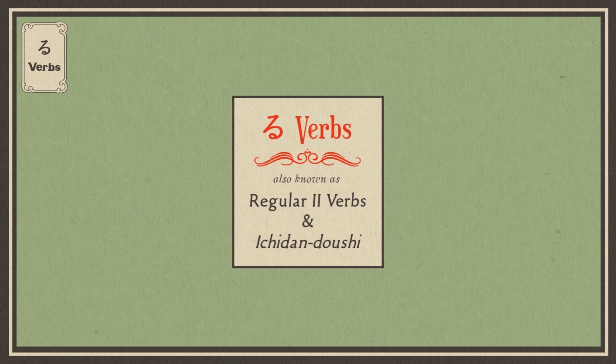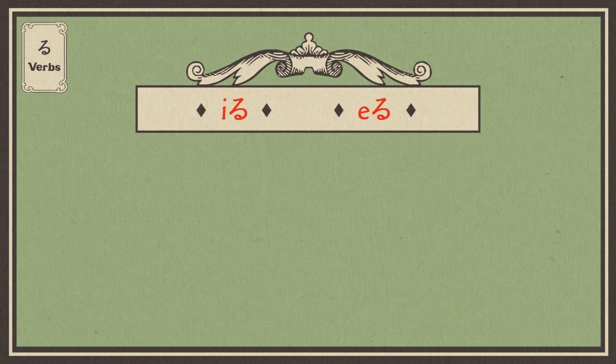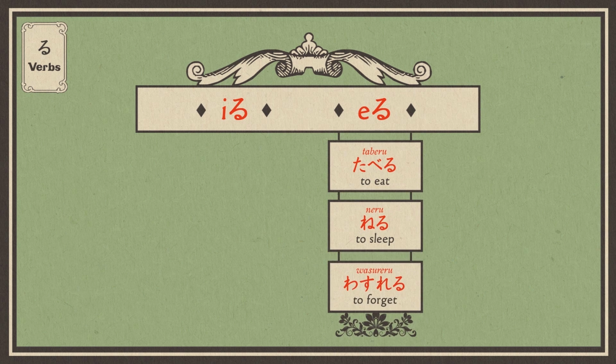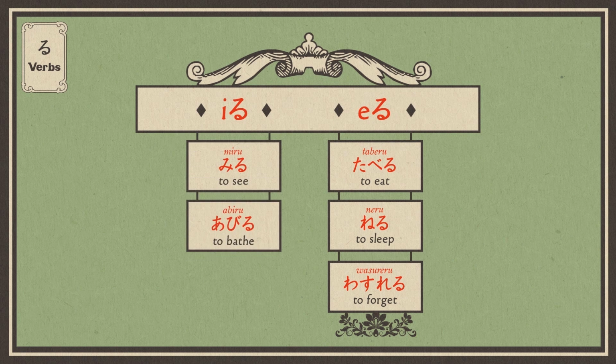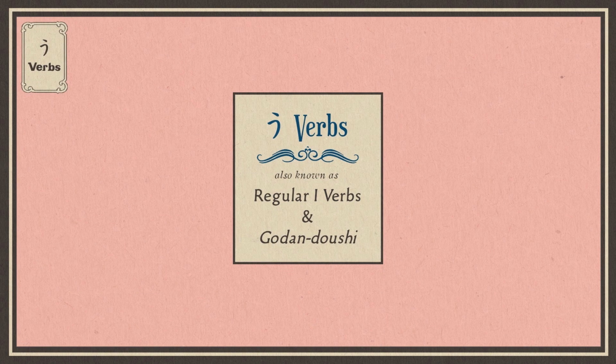Now let's look at ru verbs. This is a wonderfully easy and simple group with very clear patterns. Ru verbs are called this way because they end with ru. It's simple as that. All ru verbs end with either eru or iru sound in the last 2 characters. Eru ending: 食べる、寝る、忘れる。Iru ending: 見る、浴びる、起きる。Lastly, let's talk about u verbs, which is the biggest group.